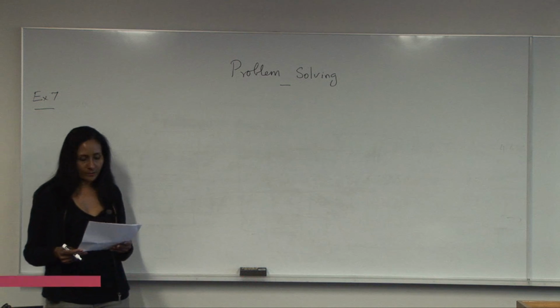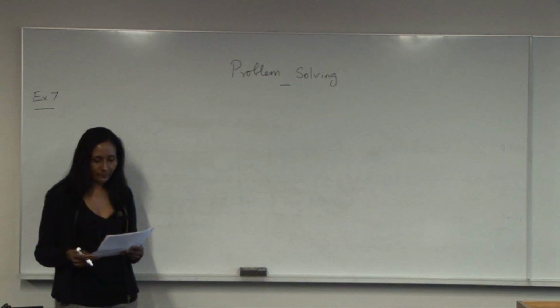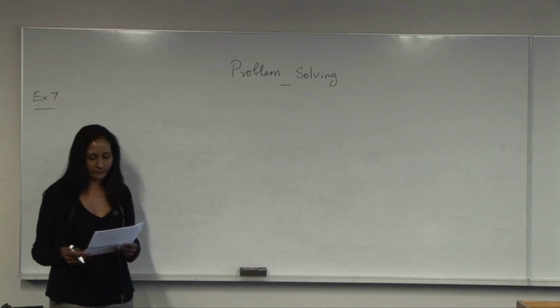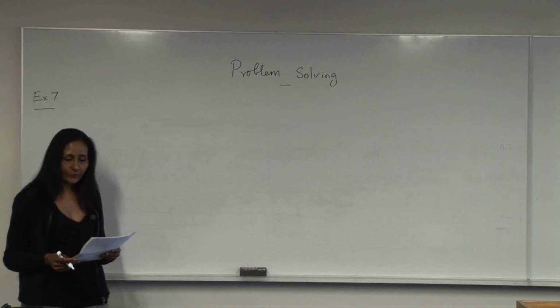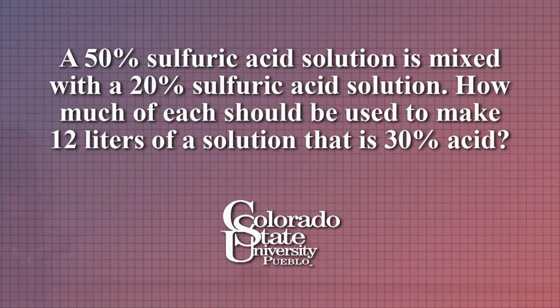Okay, next problem is a mixture problem. Let me read this problem. A 50% sulfuric acid solution is mixed with a 20% sulfuric acid solution. How much of each should be used to make 12 liters of a solution that is 30% acid?